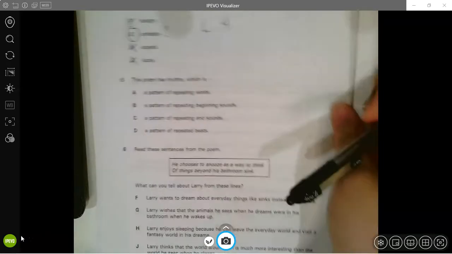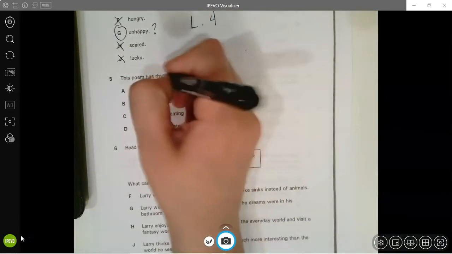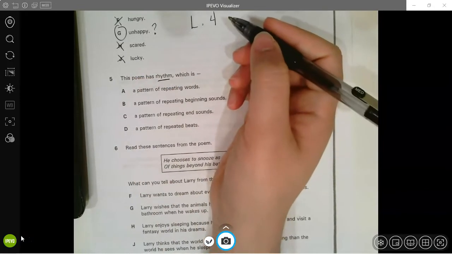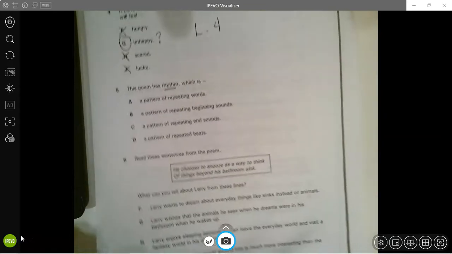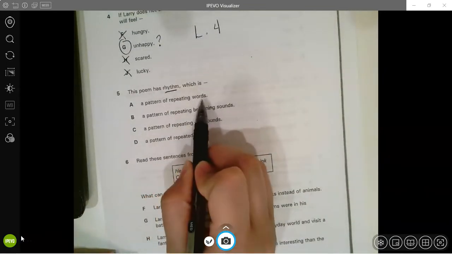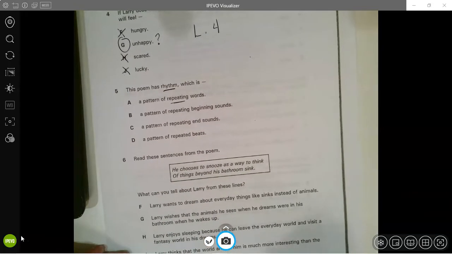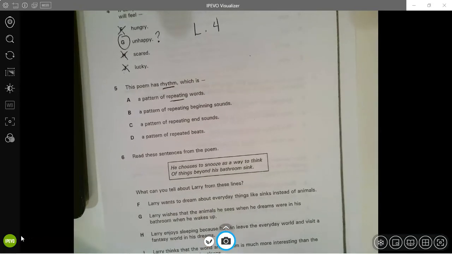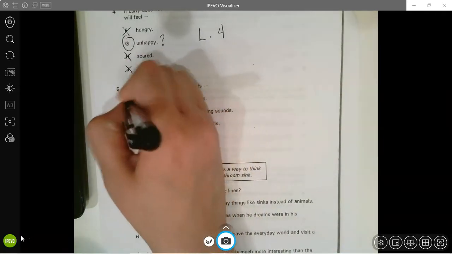Okay, so let's look at number 5. This poem has rhythm. We're going to be talking about the parts and elements of a poem in our next video. A pattern of repeated words. No, because if you think about it, rhythm is kind of like a beat. Like, think about a song. So it wouldn't be repeated words.